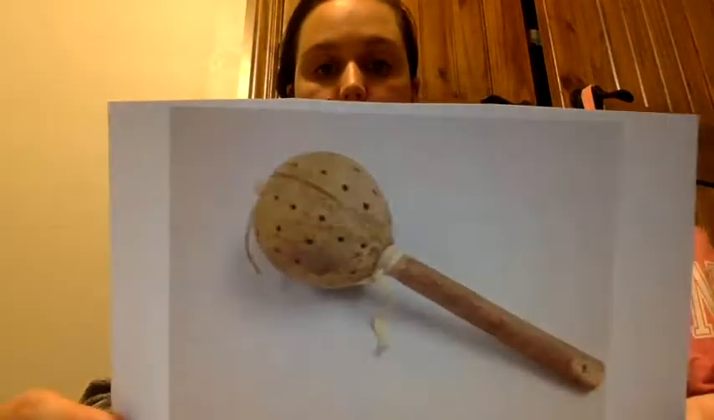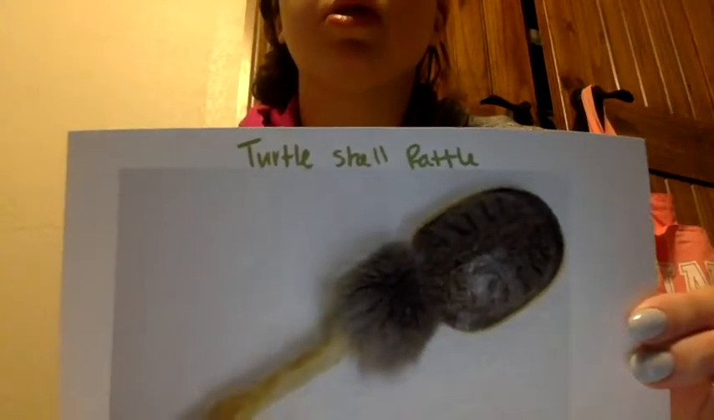Then in the Southeast region, they have the coconut rattle. This is one of my favorites. The turtle shell rattle, which is really cool because they're using their resources to make this one. The water drum and the can-like rattles.